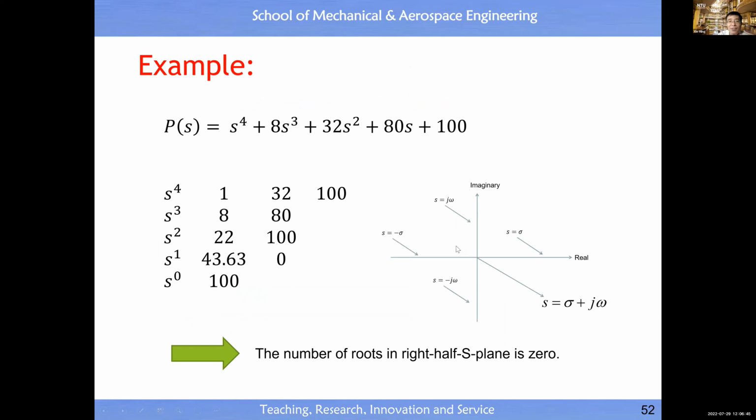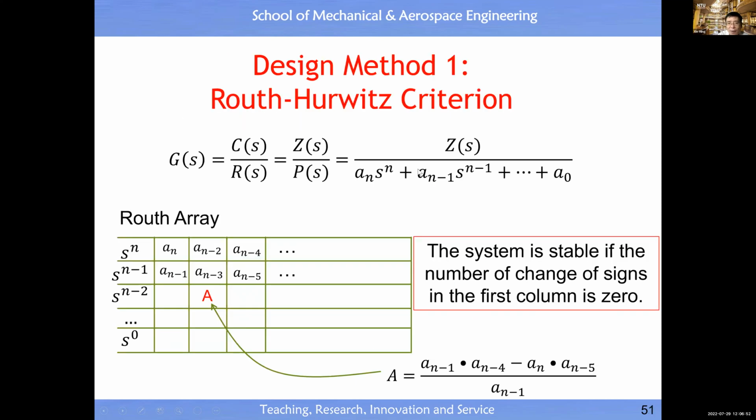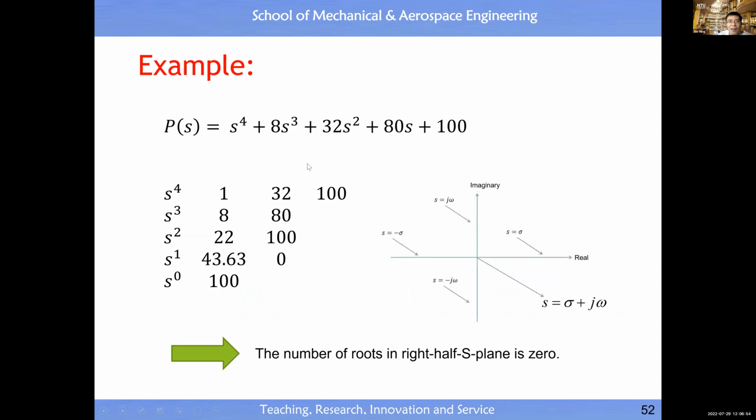All right, here I'm showing you one example. You see, you have this denominator. This is a denominator equation. We just use this one.